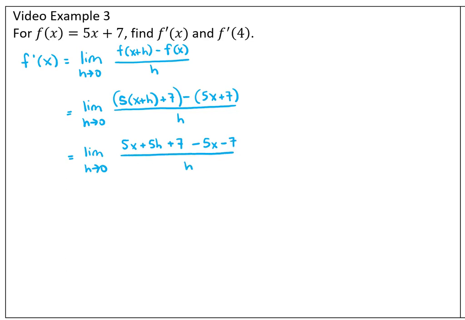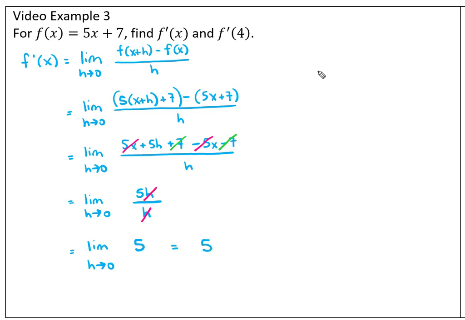And then you want to add or subtract parts of the numerator to cancel out. So I get 5x minus 5x and positive 7 minus 7. So I'm left with just 5h over h. So I'll cancel out those h's. So now we just have the limit as h approaches 0 of 5. And that's a constant. There's no variable h in there. So when we try to evaluate this, we just get 5.